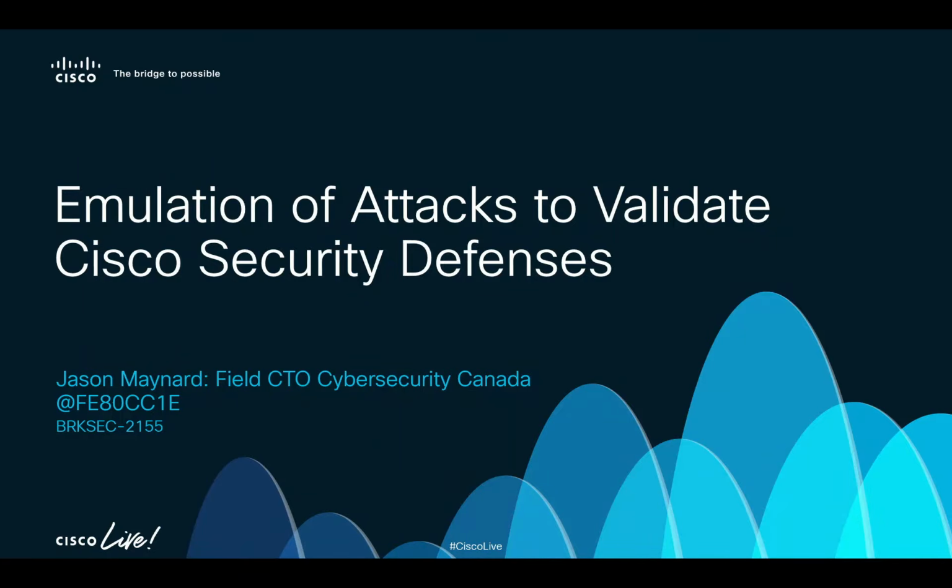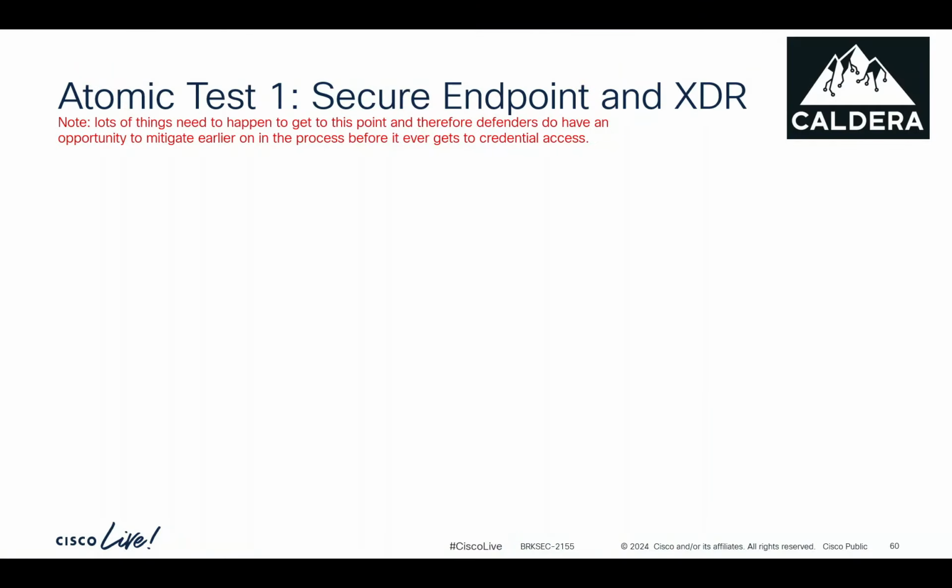Emulation of attacks to validate Cisco security defenses. Atomic Test 1. We're going to leverage Secure Endpoint and Cisco's XDR. Now, there's a lot of things to happen to get to this point. So you may be thinking, why didn't you block it earlier? Well, that's not the point of the test.